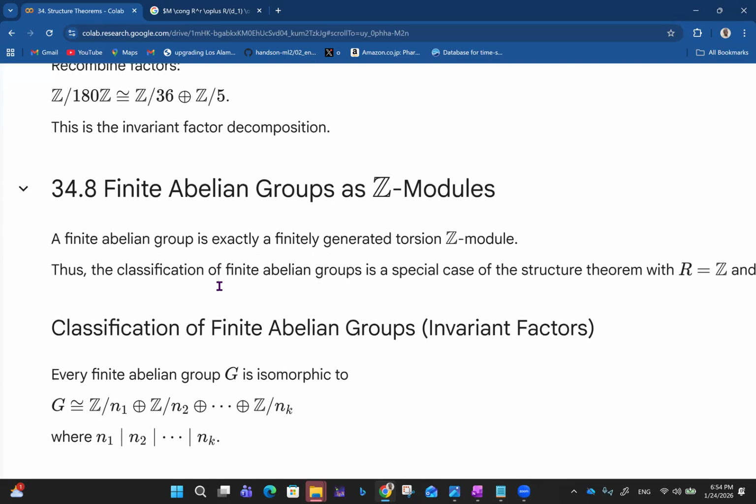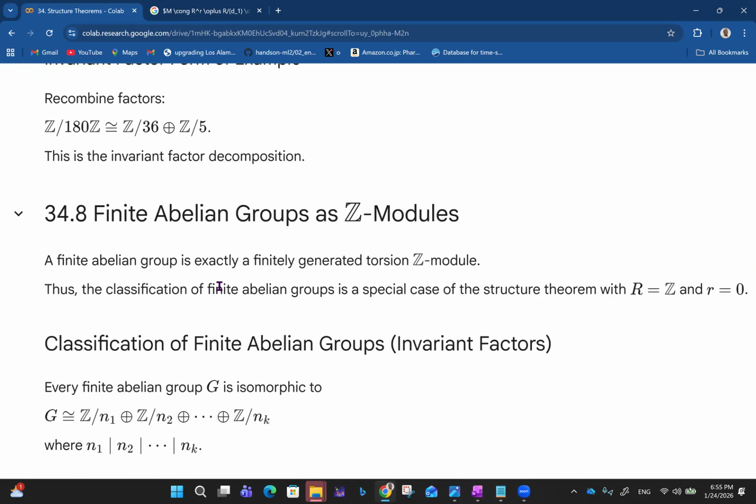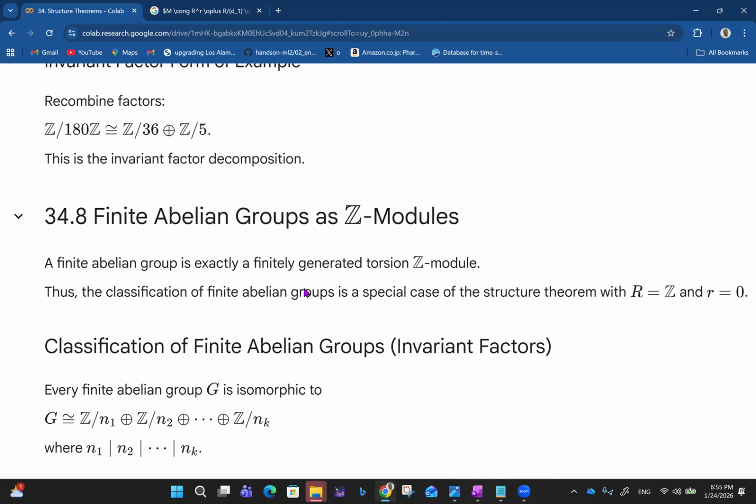Then we have finite abelian groups as Z-modules. A finite abelian group is exactly a finitely generated torsion Z-module. Thus, the classification of finite abelian groups is a special case of the structure theorem with R equals Z and rank r equals 0. Then we talk about the classification of finite abelian groups, talking about invariant factors.